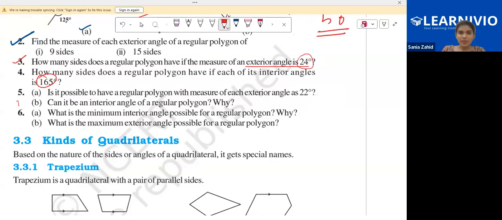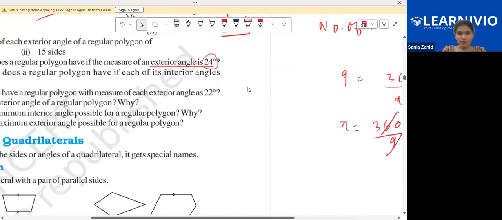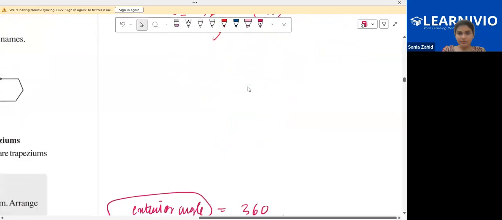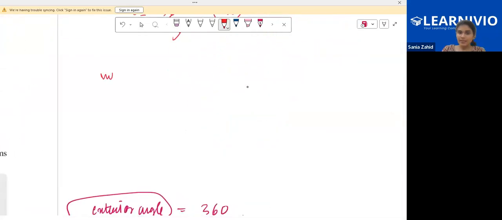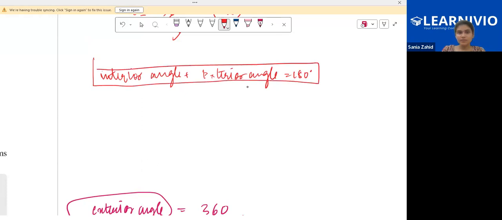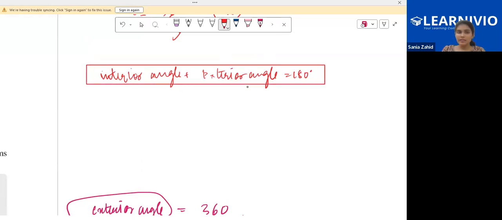Okay, wait. I'll teach you this. First of all, you should know this formula: interior angle plus exterior angle is equal to 180 degrees, right? Interior angle plus exterior angle is 180 degrees.